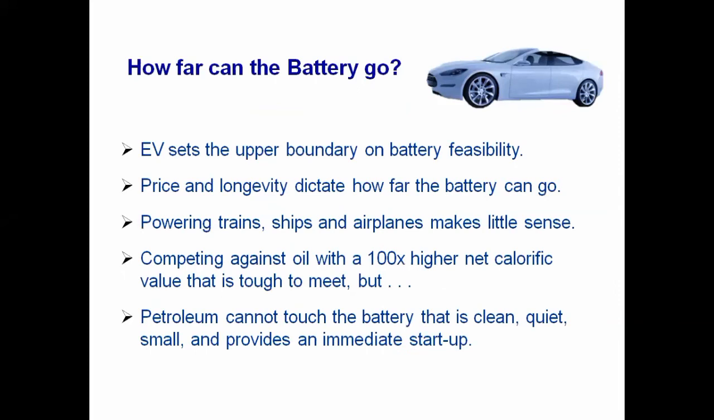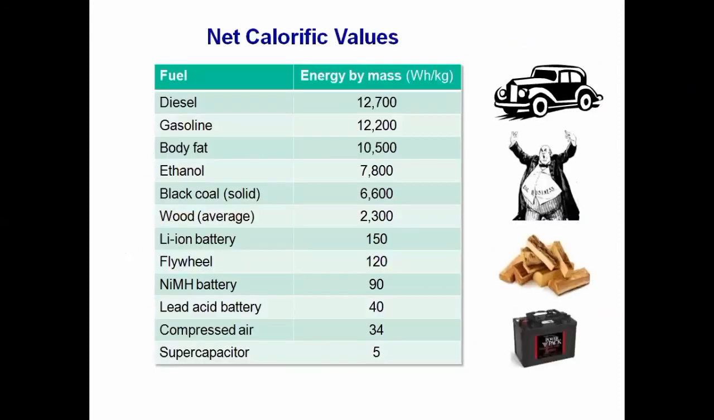So the EV, the electric vehicle, sets the upper boundary of battery feasibility. Being the main energy source, electric vehicles depend entirely on battery energy sources. Price and longevity dictate how far the battery can go. Powering trains, ships and airplanes makes very little sense. So nowadays, with use in electric vehicles, the need for batteries is increasing on and on.